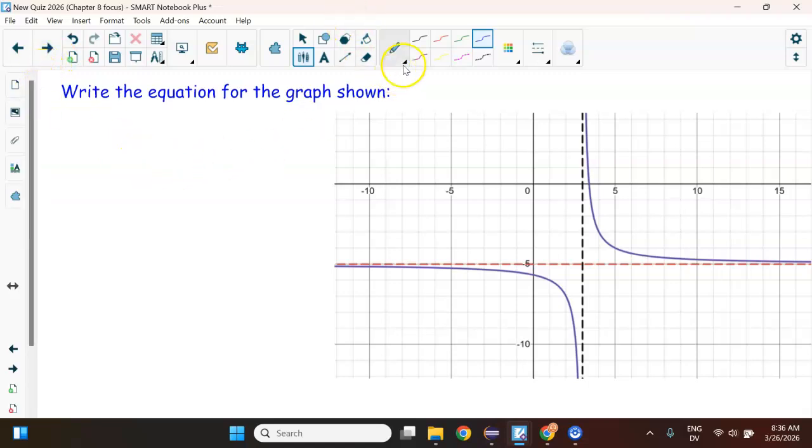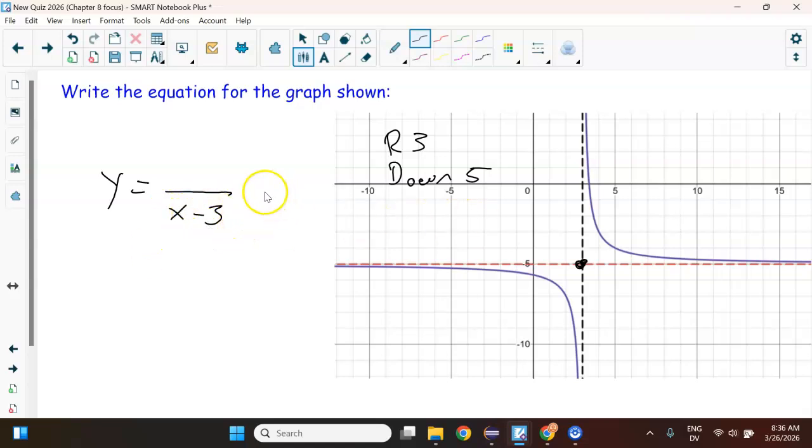Okay, going backwards. Now you've got to write the equation, right? So pause the video, give this a shot. All right, so my thought here is this one, here's the center of it. And so we went to the right 3, and we went down 5. Okay, so that means if I want to go right 3, I need an x - 3 here. Remember, the left to right is opposite. And then to go down 5, you need a -5 there.